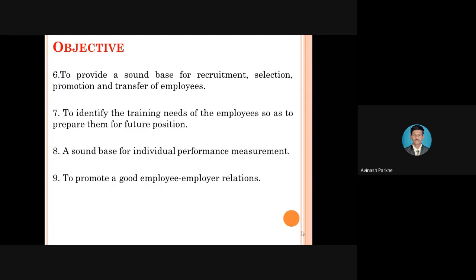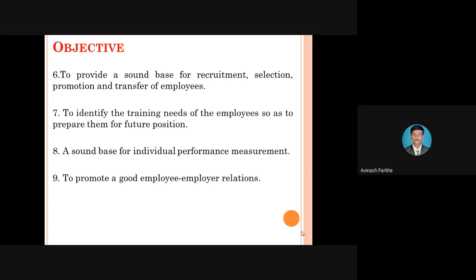If we have to increase productivity, what is the requirement? We have to maintain a proper relation between the employee and the employer. If the proper relation is not maintained, the workers do not work in an effective manner, and automatically it will affect productivity. Therefore, we have to maintain a proper relation between them. At that time also, the concept of job evaluation plays a very important role.